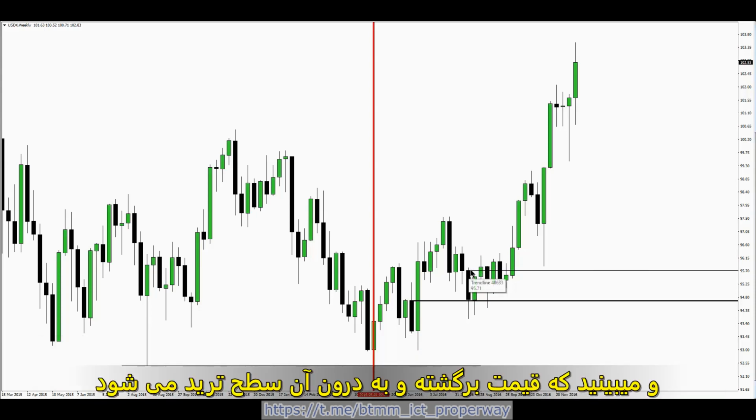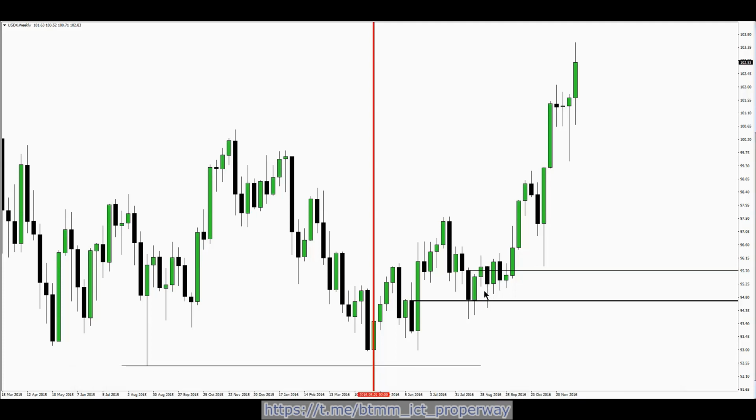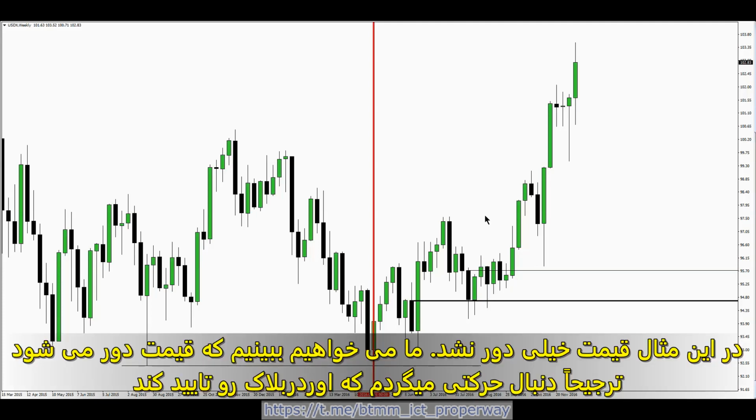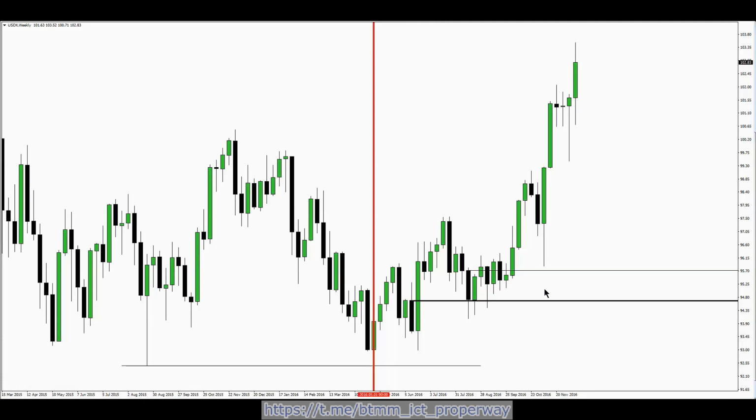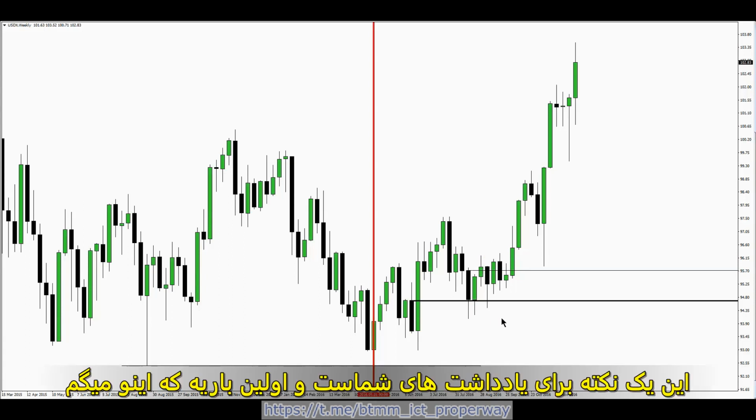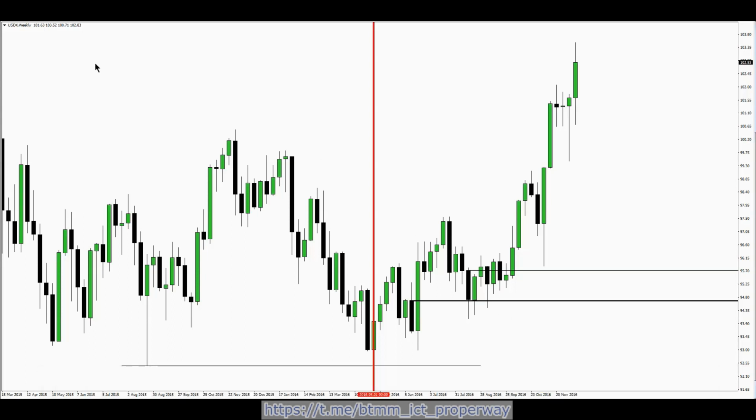Okay, and you can see that it trades back down through it. In this instance, we didn't get that much of a move away. We want to see price move away. We want to see that. Preferably what I'm looking for is a move of whatever the order block is. Now this is a notation for your notes, okay, because this is the first time I've included this.